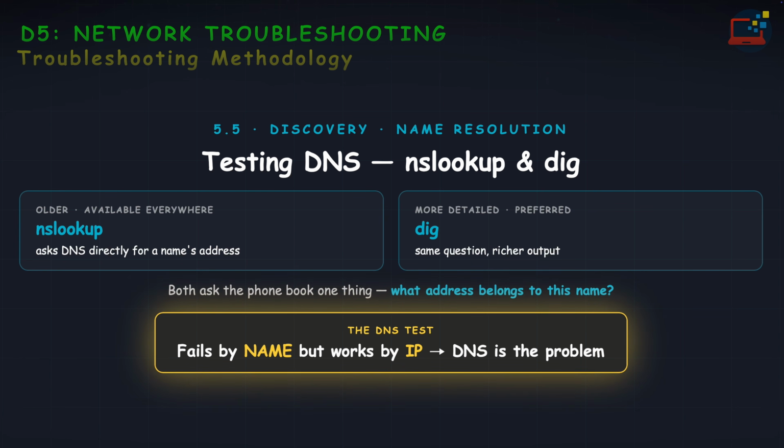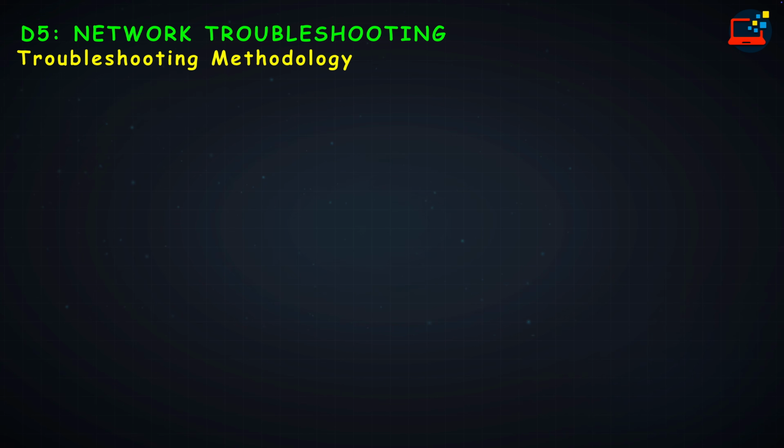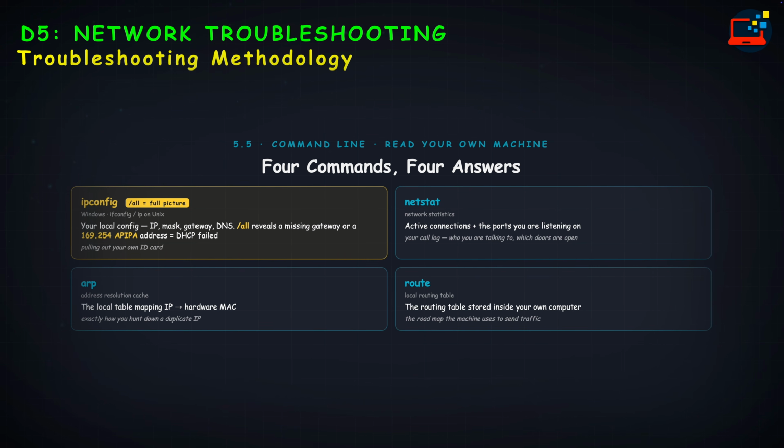When you need to test the Domain Name System, the DNS, two tools ask it questions directly. NSLOOKUP is the older one, available everywhere, and DIG is the more detailed, preferred one. Both ask the phone book the same thing: what address belongs to this name? If a website fails by name but works by IP address, these are the tools that prove DNS is the problem.